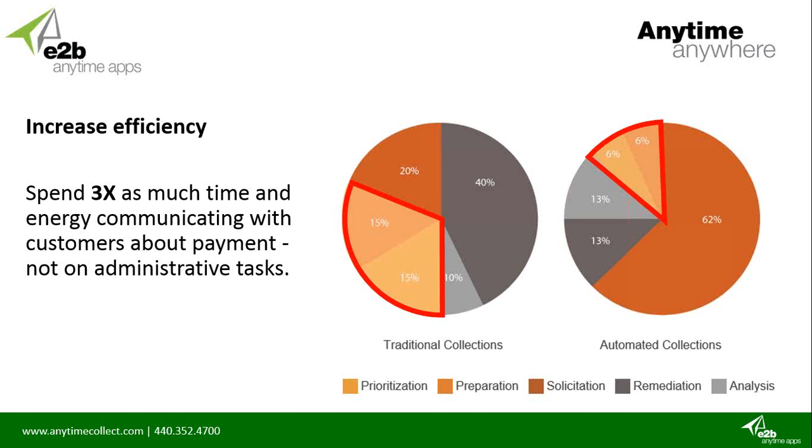Now over on the right, if you can automate AR, you can take the time that you spend prioritizing and preparing down to 12%. So 30% down to 12%. Now what does that allow you to do? Let's look at that big giant burnt orange color there. In a manual process, you only have about 20% of your time that you're talking to your customers. You're soliciting them for payment. Over on the right side, that's 62%. That's almost 2/3 of your time you're spending doing what you should be doing, and that's talking to your customers, resolving issues, and getting paid. That's the power of AR automation.